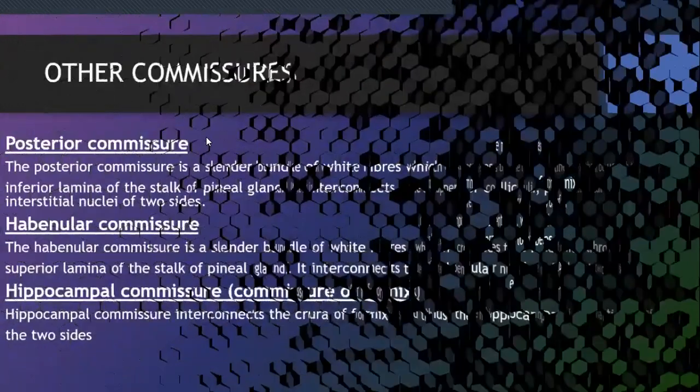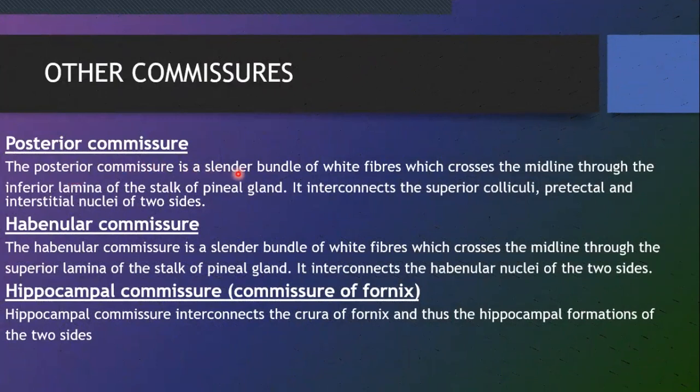Now let's look at the other commissures. The posterior commissure is a slender bundle of white fibers which crosses the midline through the inferior lamina of the stalk of pineal gland. It usually interconnects the superior colliculi, pretectal, and interstitial nuclei of two sides. Okay, this is interstitial nuclei. You can find some books calling them the interstitial nuclei of Cajal. Okay, that will also apply. So please note that the posterior commissure crosses the midline through the inferior lamina of the stalk of pineal gland.